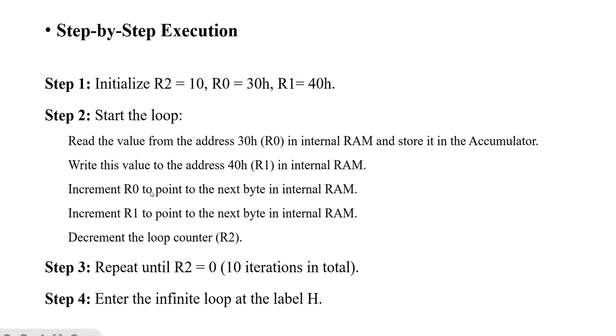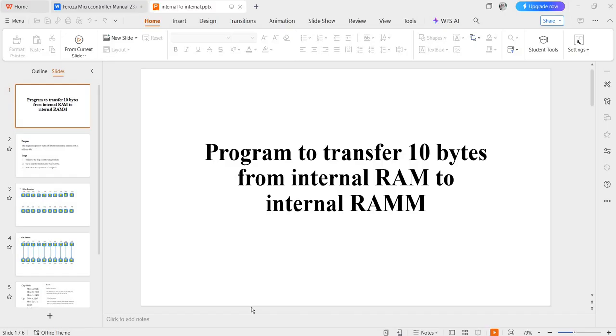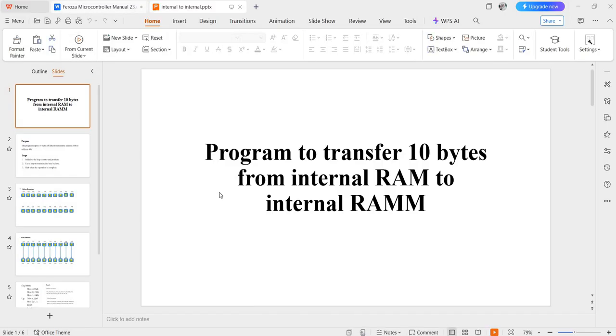Then we'll increment R0 to point to the next byte in the internal RAM of the source, and then we'll increment R1 to point to the next byte in the internal RAM of the destination. Then we'll decrement the loop counter and this loop will continue to execute 10 times because we have initialized R2 equal to 10, and this will execute until and unless R2 becomes 0. So there will be total 10 iterations. Once these 10 iterations are completed and R2 becomes 0, then it will enter the infinite loop at the label H. Now we will see the execution of the program.